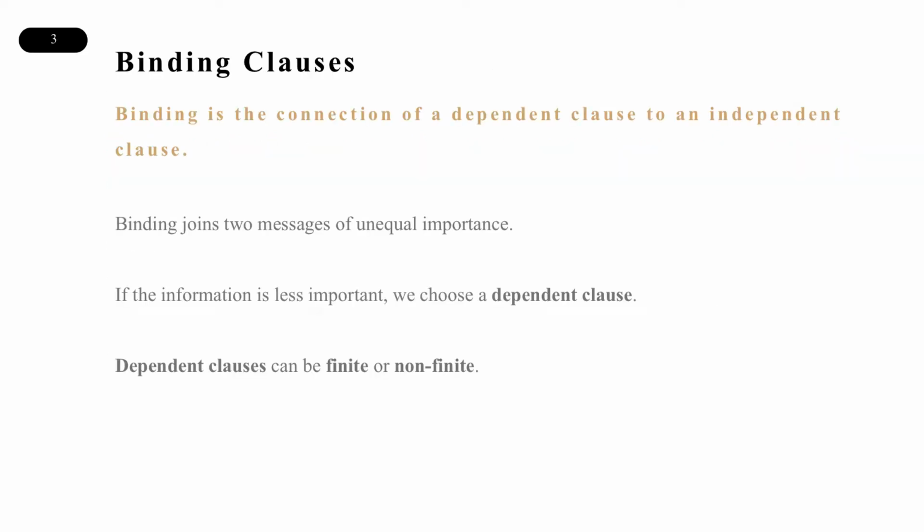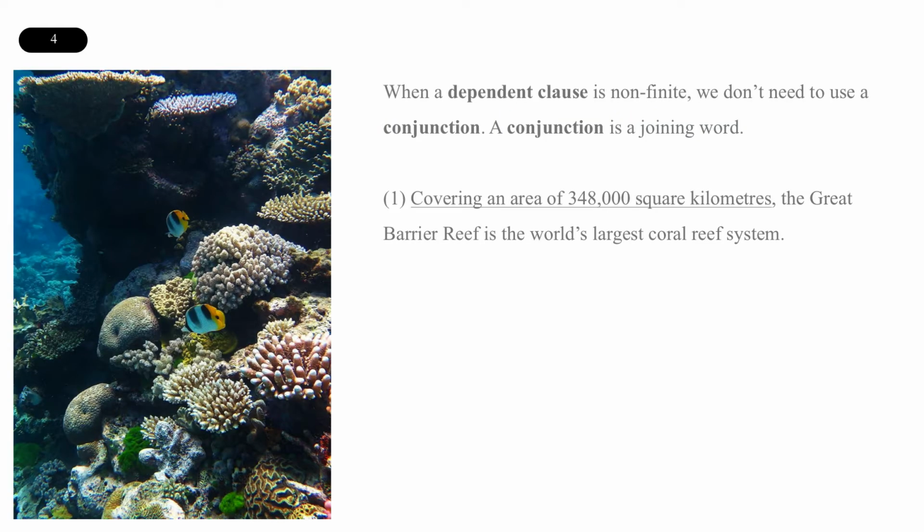Let's start with binding clauses. Binding is the connection of a dependent clause to an independent clause. So binding joins two clauses, two messages of unequal importance. If the information is less important, we choose to express it through the dependent clause. Dependent clauses can be either finite or non-finite.